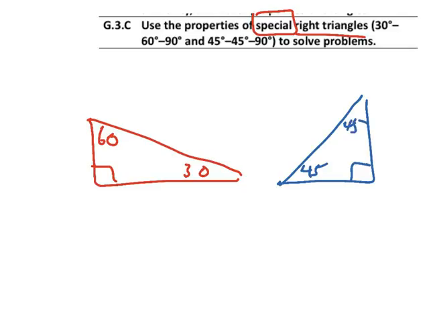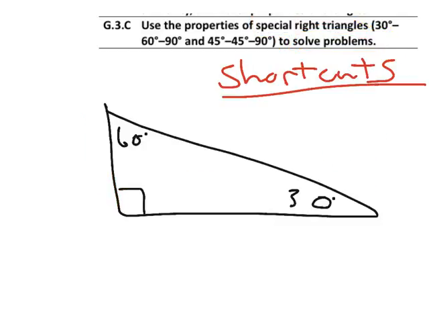At this point in time, since the base angles are congruent, I'm going to point out that this is also isosceles. So the words up here specifically say, use the properties of special right triangles to, and then here's the key, solve problems. So I'm going to teach you first of all what the shortcuts are with these. If you don't know these shortcuts already, I'm going to teach you real quick.